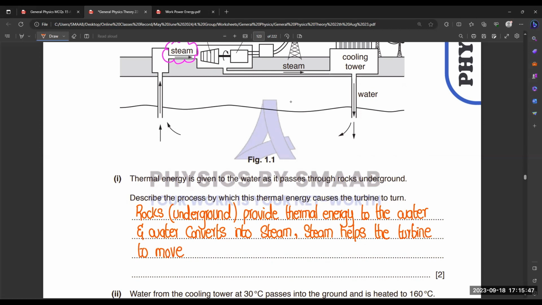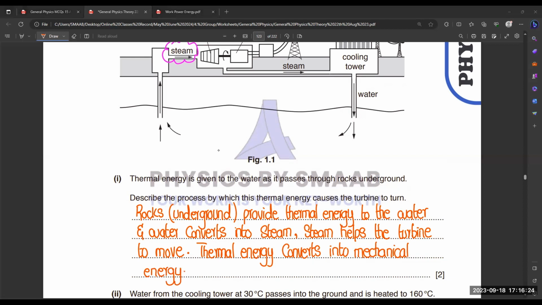Helps the turbine to move. So basically we are converting into mechanical energy. Okay, try to write the type of energy also. Geothermal energy heats water, forming steam, the turbine to run using mechanical energy.